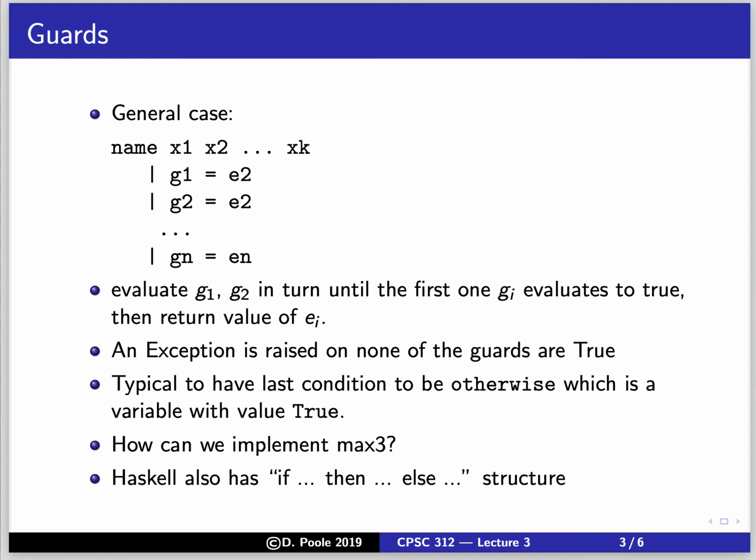Haskell also has an if-then-else structure. The syntax is useful to be able to read. Sometimes an if-then-else is a useful structure to use, but we're just going to use guards. Just assume we've seen them, it's just syntax. All right, the more interesting case is lists.